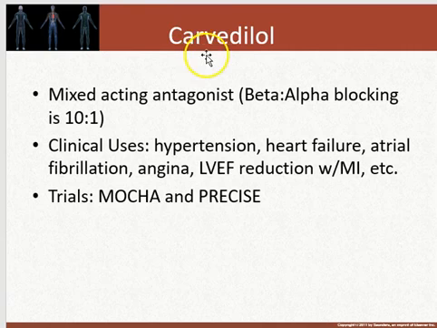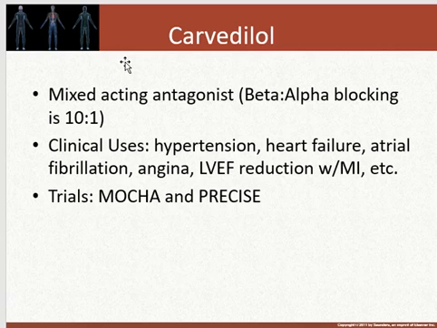So carvedilol has, as I said, mixed-acting antagonist activity, and the beta to alpha blocking ratio is nearly 10 to 1. So that's about 10 beta 1 receptors for every one alpha 1 receptor. Clinically, it's used for hypertension, heart failure, AFib, angina, reduced left ventricular ejection fraction, and myocardial infarcts. So relatively a great drug with lots of disease indications.